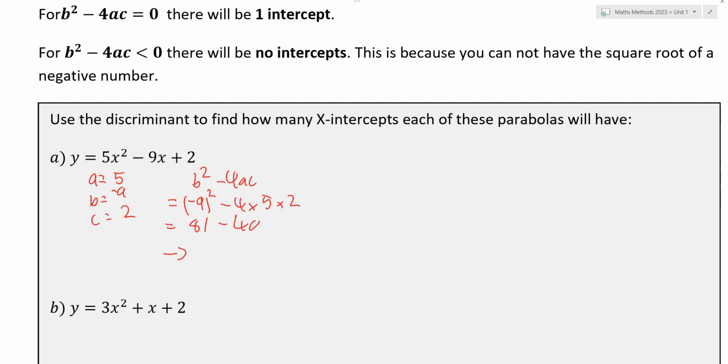So this one, I suppose I should put the answer in. The answer would be 41, which is positive. So there are 2 x-intercepts.